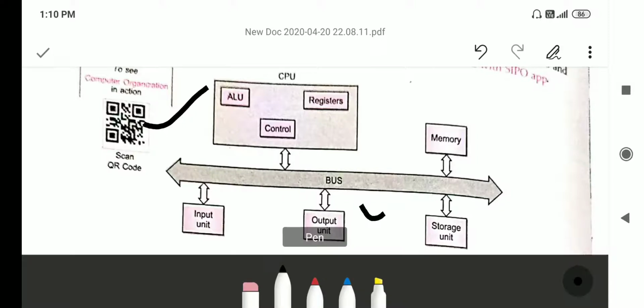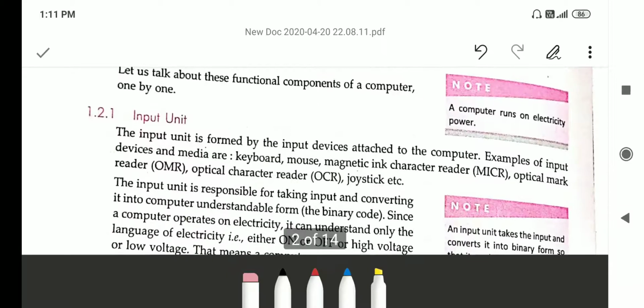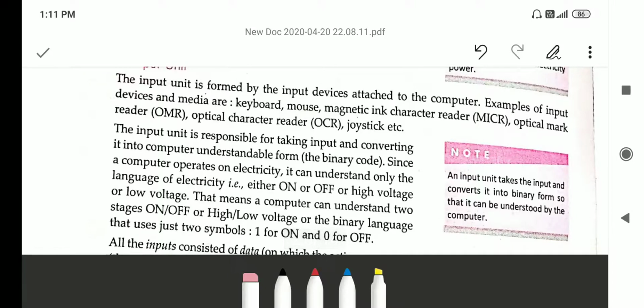This is the bus. You can see this bus is the wire. This is the connectivity only, and the data, the input which we are giving, will flow through this bus only. How will we give the input? We will give the input through the input unit. There are different types of input units, for example OCR, OMR, MICR. All these are devices which are used to give input.